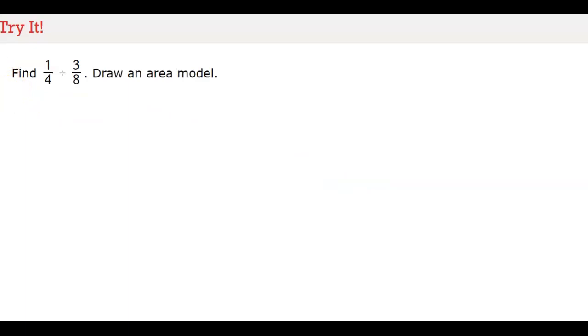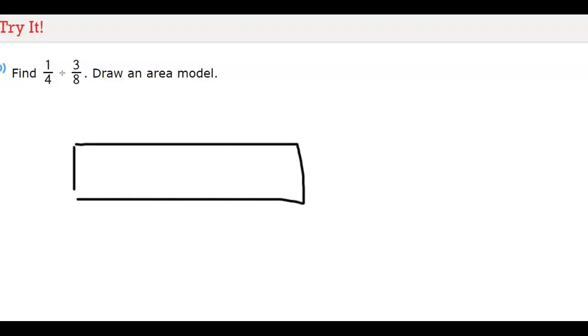Find 1/4 divided by 3/8. Draw an area model. I will start by drawing a rectangle, and then I'll divide it into 2. So I have 2 equal looking bars, kind of. I messed up a little in the front.